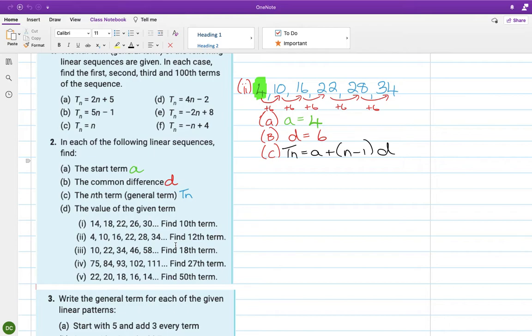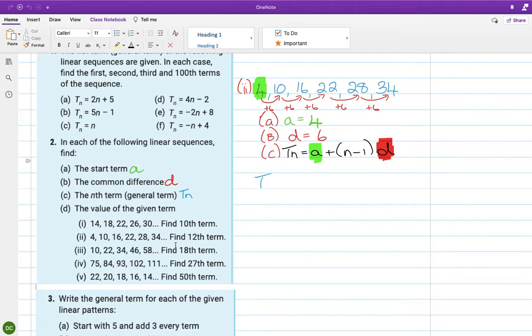Tn equals A plus n minus 1 times D. And I'm going to replace, no, that's the wrong one. I'm going to replace the A with 4 because that's what A is. And I'm going to replace the D with 6 because that's what D is.